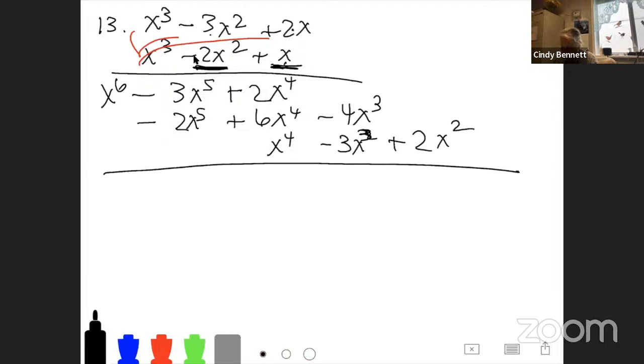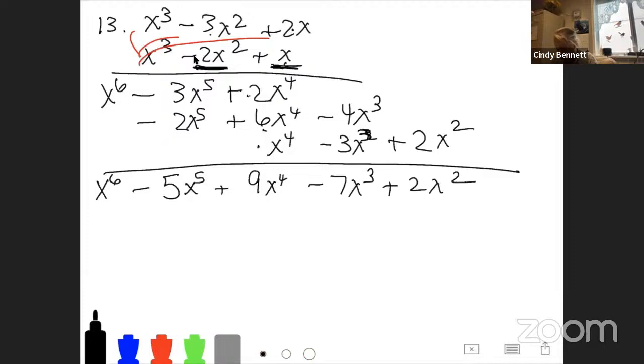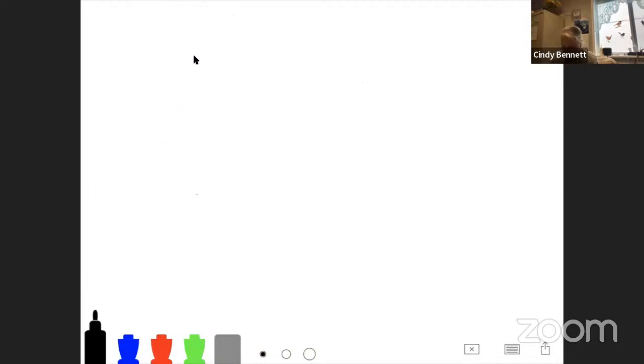Now we are going to add like terms. You notice that I put all the terms that are like terms underneath each other. Negative 3 plus negative 2 is negative 5x to the 5th, plus 6, 7, 8, 9x to the 4th, minus 7x cubed plus 2x squared. And that is the correct answer. Okay, so that's number 13. If you need to review it, you can rewind the video.